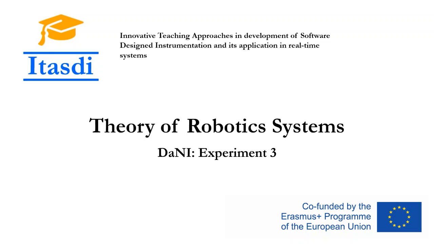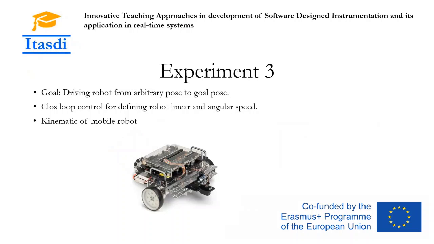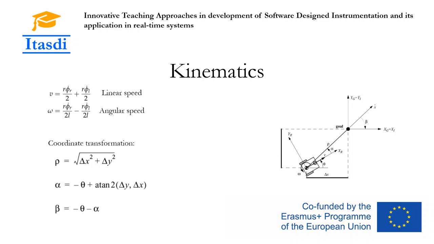Hello to everyone. In this third experiment, you will learn how to control your robot to go from one arbitrary point to the goal position. So the goal is driving the robot from an arbitrary pose to the goal pose. In this experiment, we will use closed loop control for defining the robot's linear and angular speed, and we will learn something about the kinematics of mobile robots.